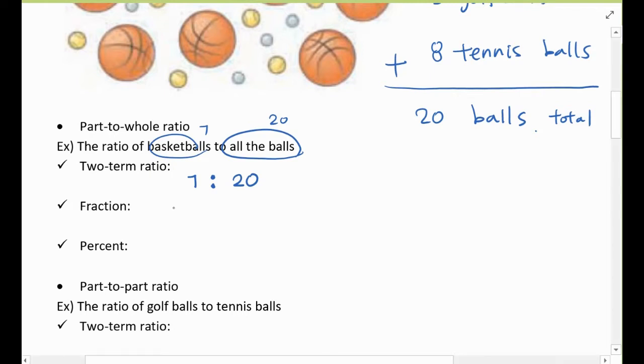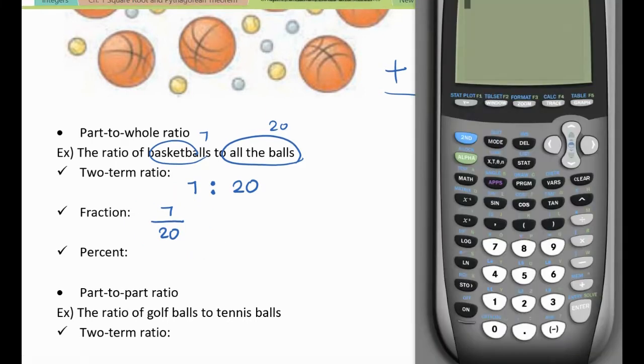Okay, fraction. The fraction will be 7 out of 20, 7 over 20. This means you have 7 basketballs out of 20 balls in total. Okay, percent. To represent this using a percent, you're going to change this fraction to a decimal.